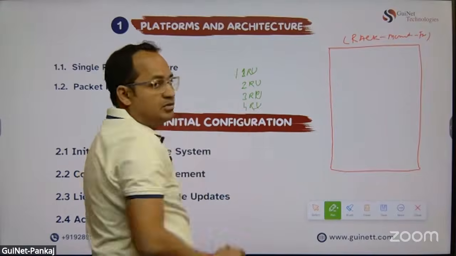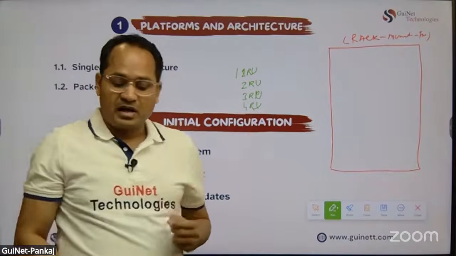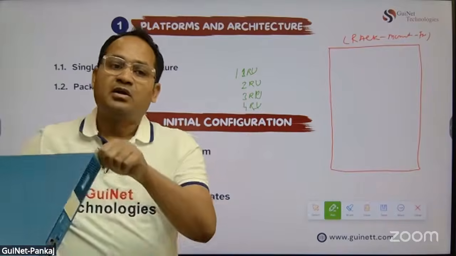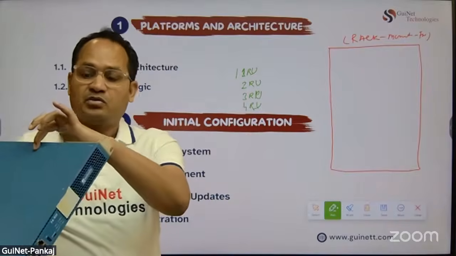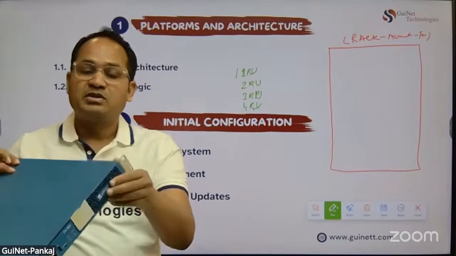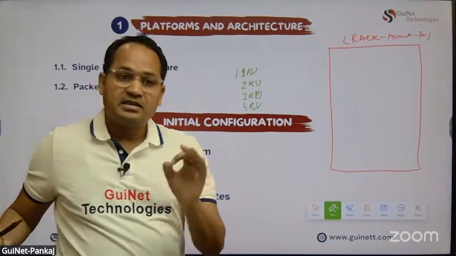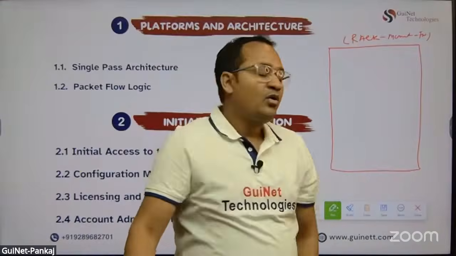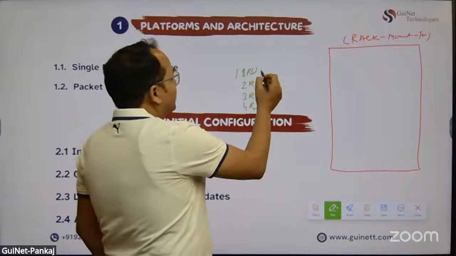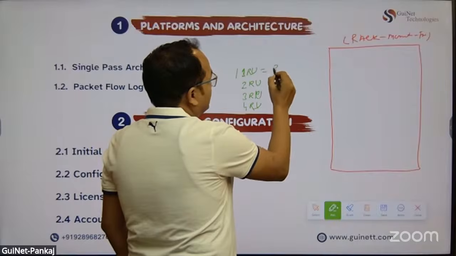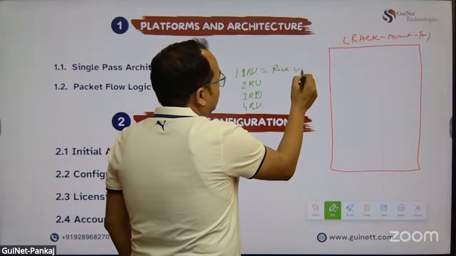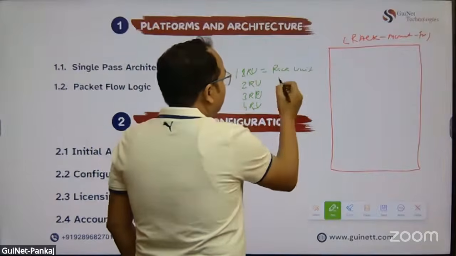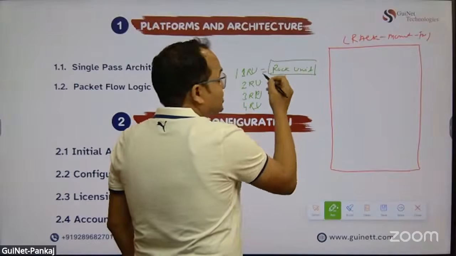What is one RU? One RU means one rack unit. The small firewalls I'm showing come with one RU. Every datasheet mentions that. When we purchase the firewall, they mention the space. This is known as the rack unit. Every firewall comes with a rack unit specification for how much rack space it is going to require.